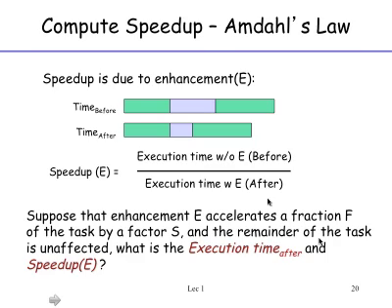So with these two numbers, or two symbols, can you write down a formula for the execution time after? Once you do that, then what will be the speed up? I'll give you a couple of minutes to work on this.